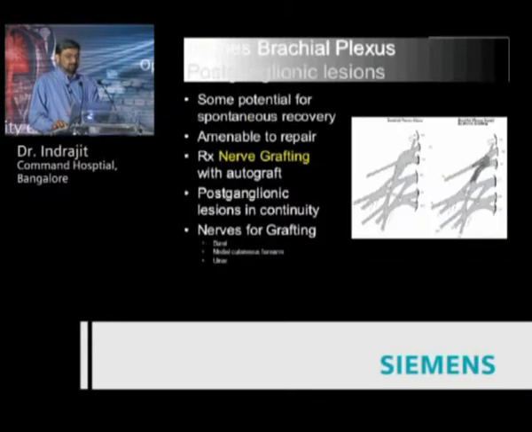In comparison, postganglionic lesions have better potential for spontaneous recovery, though there are very few cases. They are amenable to repair, and the prognosis is a little bit better. Instead of nerve transfer, nerve grafting is done, as shown in this diagram. And there is a list of nerves, which, depending on the surgeon, he would use. So this is one important point which the surgeon would like to know.